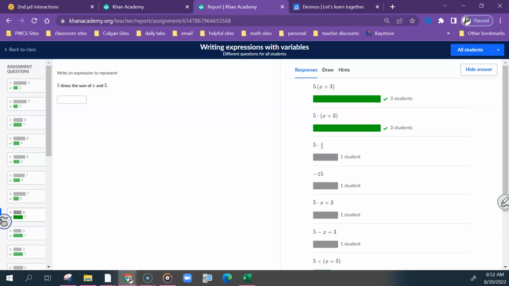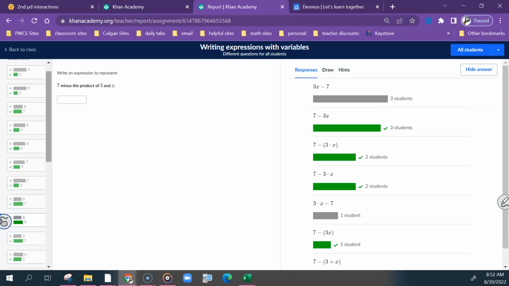The sum was kind of similar because you're multiplying 5 to the sum of. But if we get something like this, 7 minus the product of 3 and x, the 3 and x are being multiplied, and I'm just subtracting that from 7. So sometimes you need parentheses, sometimes you don't. And you have to be able to figure out which ones do and don't.